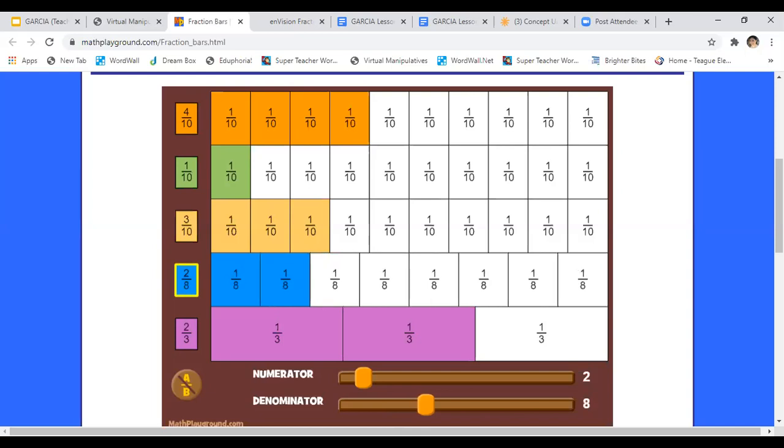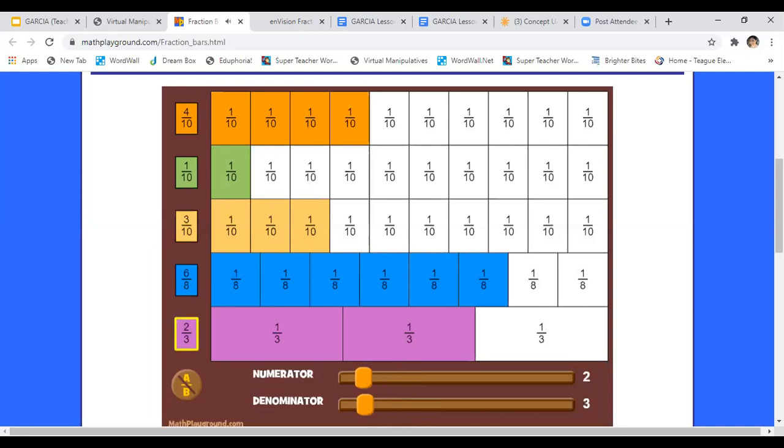Click on the first one, 6/8. So I need an 8 as my denominator. I need 6 as my numerator. Click on the second one, 9ths. So I go over to the 9ths. I see my 9ths here, and I need 6 of them. There we go.